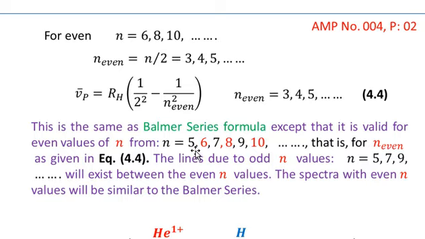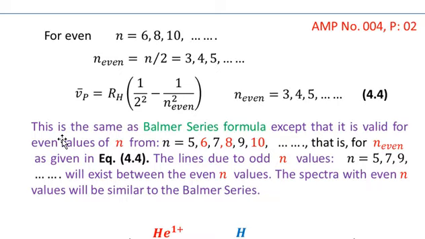The allowed values of n for the Pickering series were 5, 6, 7, 8, 9, 10, and so on. And you see that I have shown the even values in red. So 6 is in red, 8 is in red, 10 is in red. And for these even values from this original series of principal quantum numbers, I have chosen the n even values, which are equal to half of these even values, which are 3, 4, 5, and so on. And these satisfy the same formula as given for the Balmer series of the hydrogen atom.